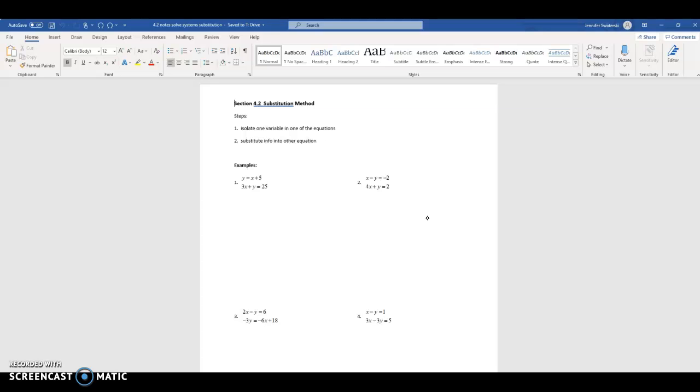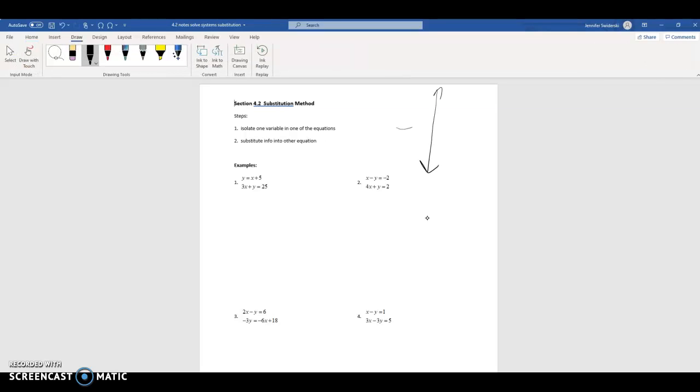Okay, so for this first one, we have our two equations. And remember, our goal from 4.1 was to figure out where our two lines intersect or where they meet, what their solutions are, okay, on the graph. So if you don't have a graph, you could use substitution. So here I already have one variable that's isolated, y. So I'm going to plug this into the y.